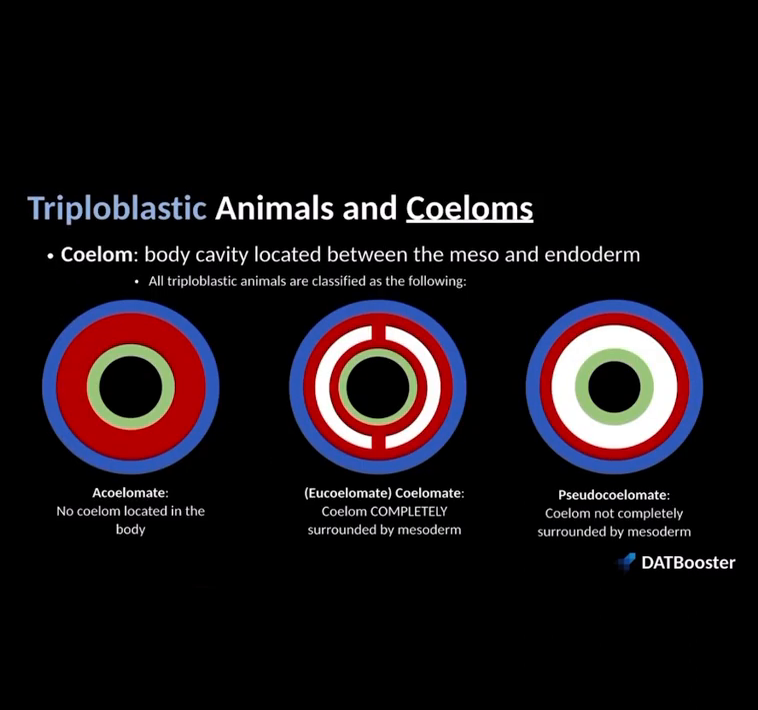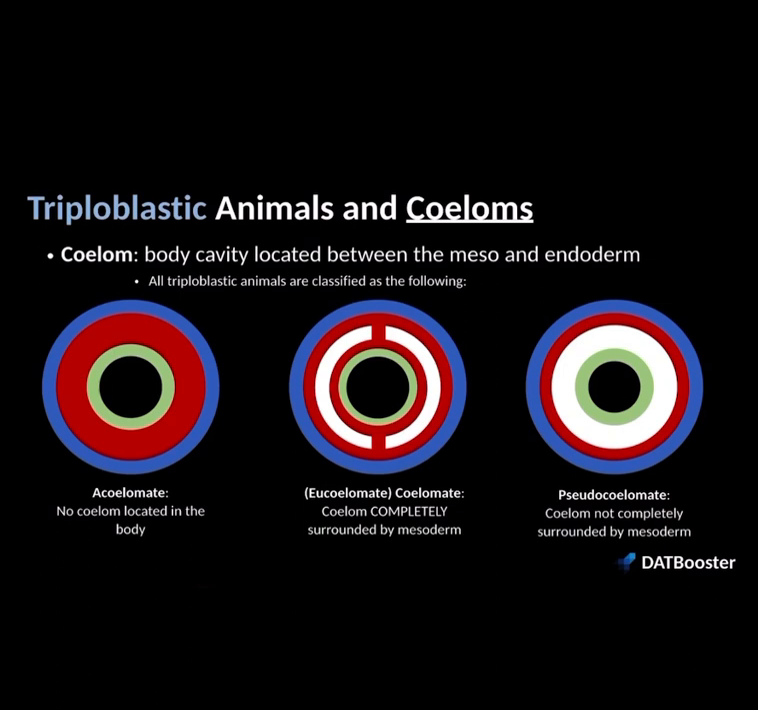Now, triploblastic animals are further subdivided into different groups based on the presence of a coelom. Now, a coelom is a type of body cavity. This is not the digestive tract. So I have the coeloms drawn out in white and the digestive tract in black. A coelom refers to the space between the mesoderm and the endoderm. So this is only triploblastic animals. And there's 3 types. The first is acoelomate, which means without a coelom, there is no coelom located in the body. The second is a coelomate, and then the third is a pseudocoelomate.